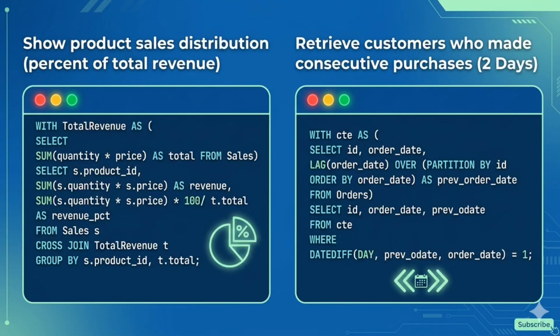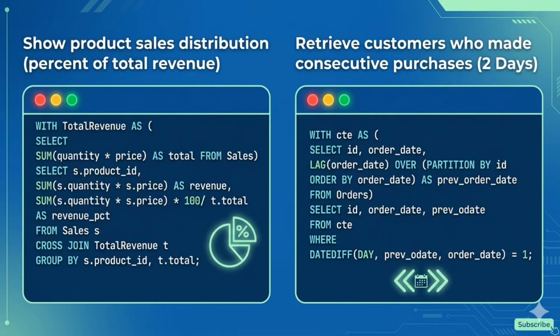Here's how it works. First, the common table expression, or CTE, calculates the total revenue across all sales. Then, each product's revenue is calculated individually. Finally, each product's revenue is divided by the total revenue and multiplied by 100 to determine its percentage contribution. The result? You get revenue plus each product's share of total business revenue. This is essential for product performance analysis, Pareto analysis, and strategic decision-making.